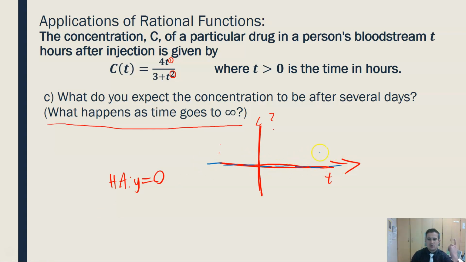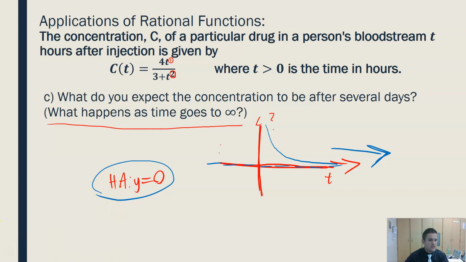So, as time goes forever in this direction, what is my graph going to be doing? It's probably going to be getting really close to, but never actually touching, 0. So what would I expect the concentration to be after several days? Well, the concentration in the blood as time goes on is going to get really close to 0.